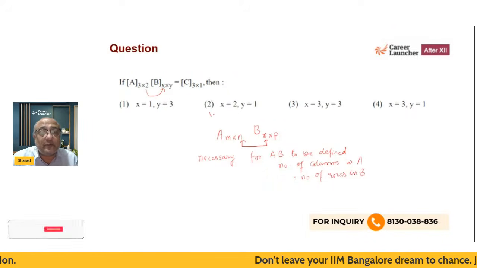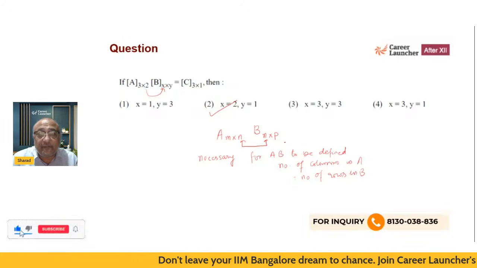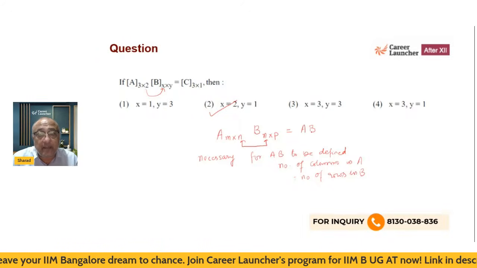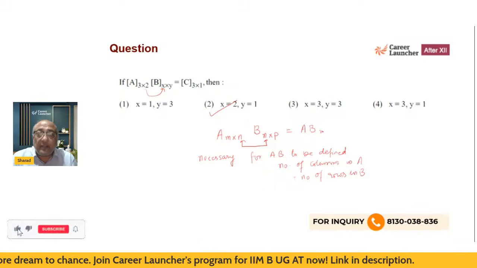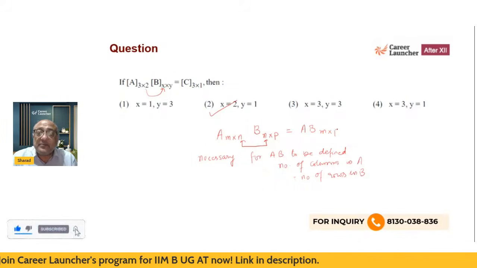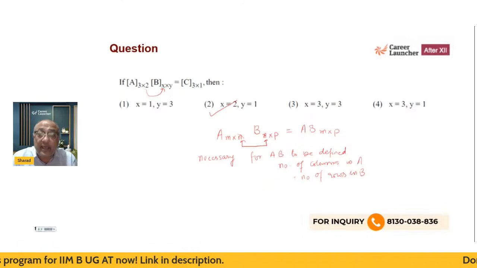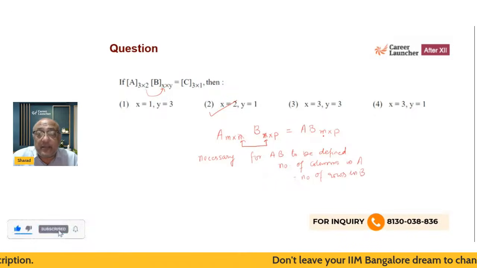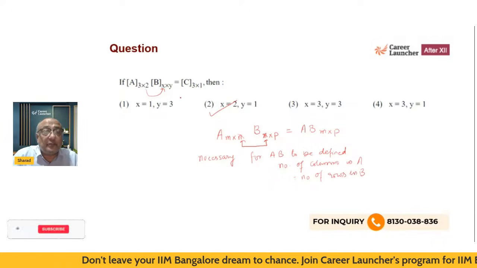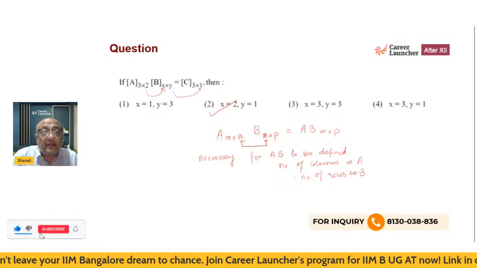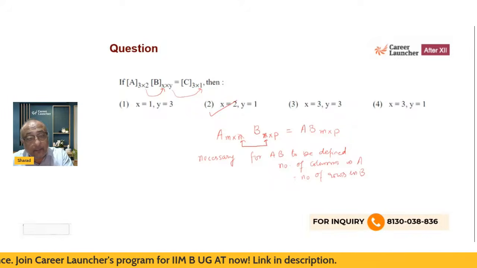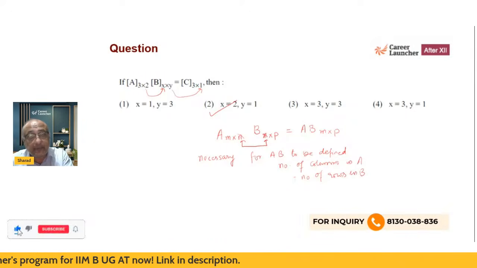So we have x is equal to 2. This is the answer. To verify it again and complete the concept, please note matrix AB will be M cross P. This N will vanish. You will have M cross P, so what remains is the rows of the prefactor and the columns of the postfactor. So this y will be equal to 1. So this is our first basic concept.